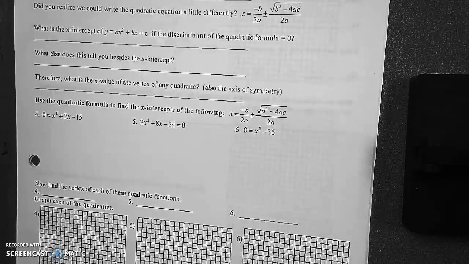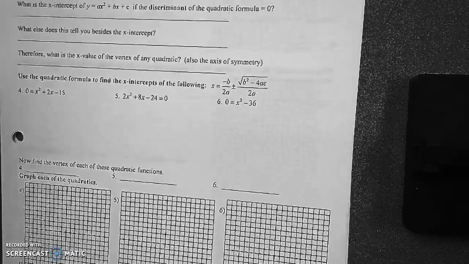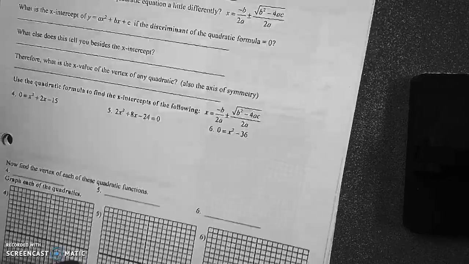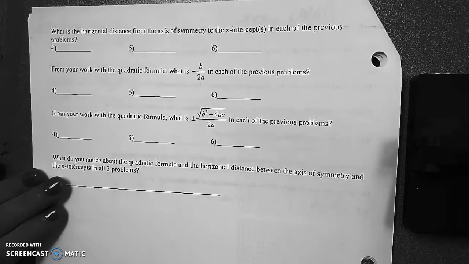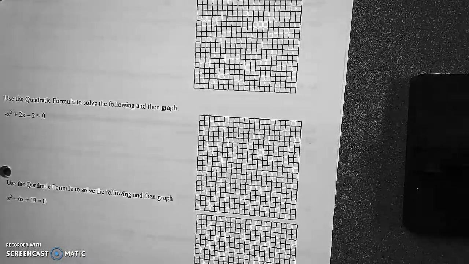Okay, so do the second page. Once again, you're using the quadratic formula. You're going to use it to draw some conclusions. Okay, you'll do the back of that page, and I'm going to keep going until I tell you where to stop.